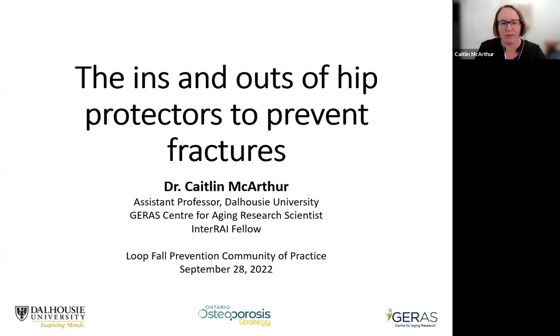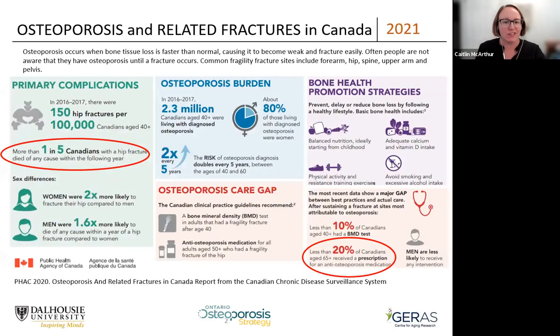Thanks everybody for being here today and for listening to talk about hip protectors and how they can help prevent fractures. So first, let's talk about fractures and the problem of osteoporosis and osteoporosis-related fractures in Canada. Osteoporosis occurs when bone tissue loss is faster than normal, and this causes the bone to become weak and fracture easily. So broken bones happen a lot easier. Often people don't know that they have osteoporosis until a fracture occurs. A lot of times it's not until somebody's had a fracture that they then know they have osteoporosis.